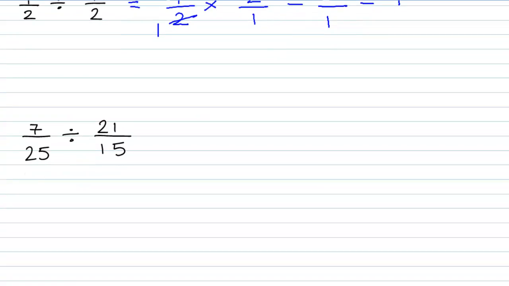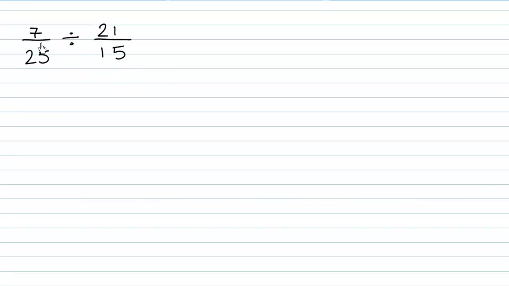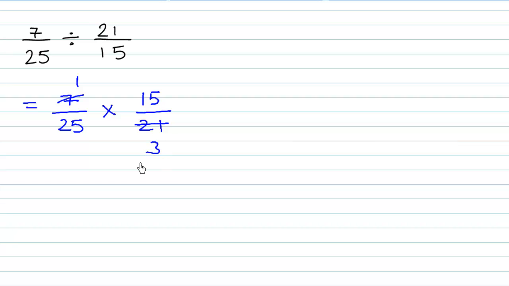And let's take another example. What is 7 upon 25 divided by 21 upon 15? So we have 7 upon 25, and we take the reciprocal of the other fraction. 15 goes up, 21 comes down, and this division becomes multiplication. And if it is possible to cancel, we should definitely go for it. So 7 is a 7, 7 threes are 21, and 15 and 25 go in the table of 5. So 5 threes are 15, 5 fives are 25, 3 ones are 3, 3 ones are 3.